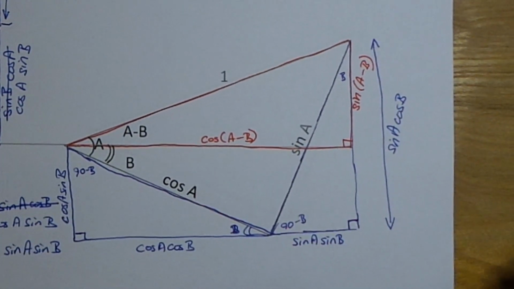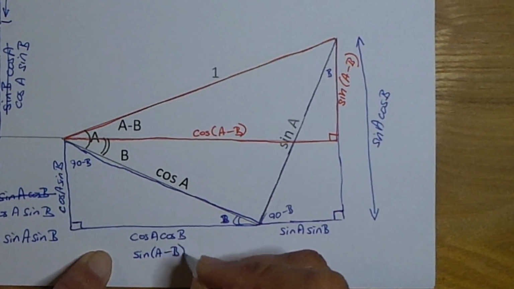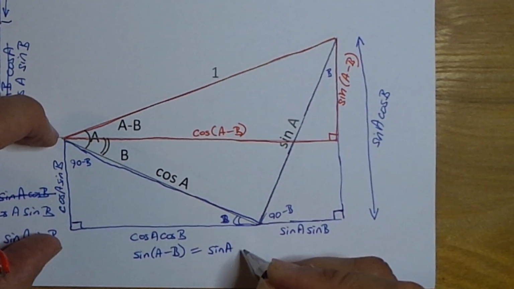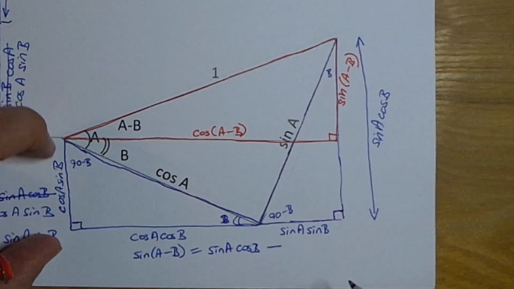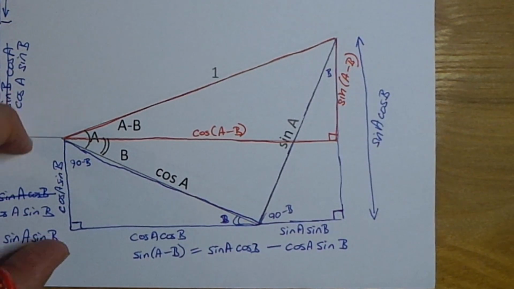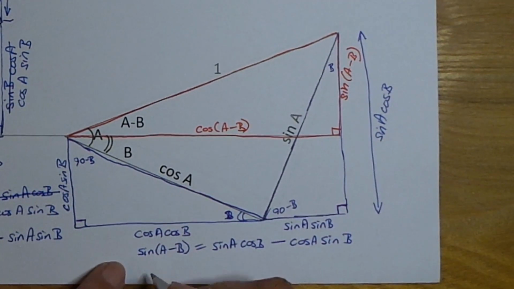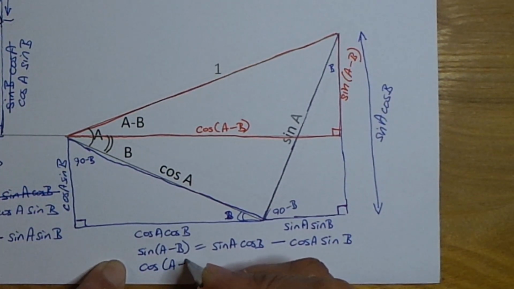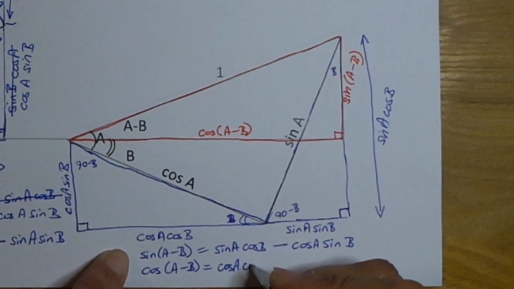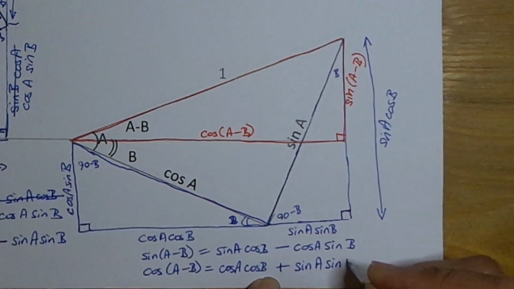So again, you should be able to see now that the length that we want, the sine of A minus B, is equal to this length minus this length. So that's sine A cos B minus that length, which is cos A sin B. And likewise, the cos of A minus B, which is this length, is equal to that bit plus that bit. So cos of A minus B is equal to that bit, cos A cos B, plus that bit, which is sin A sin B.